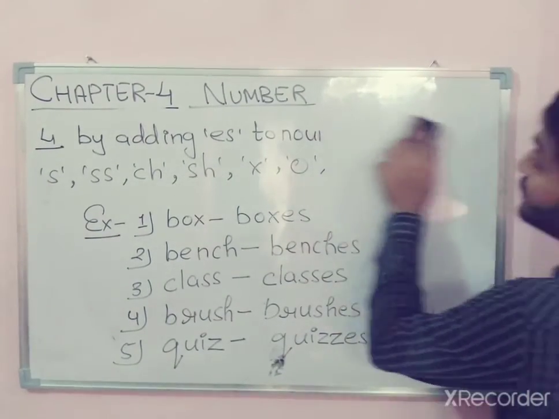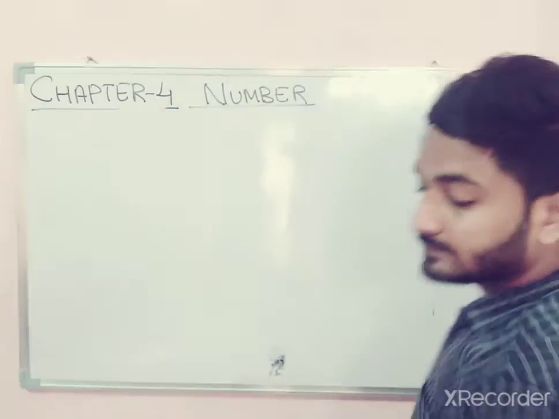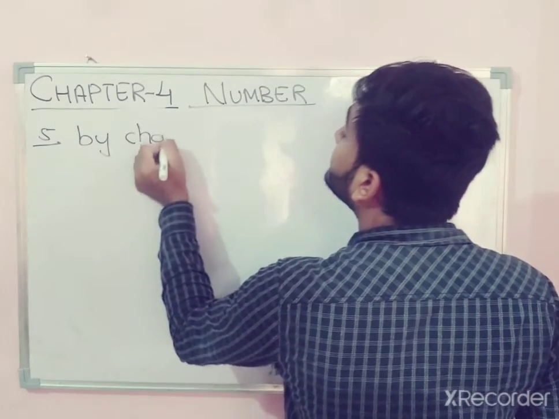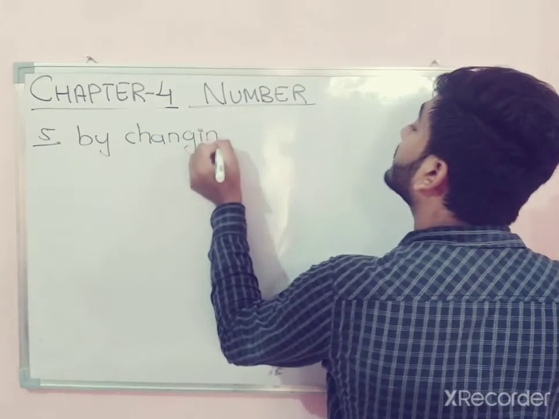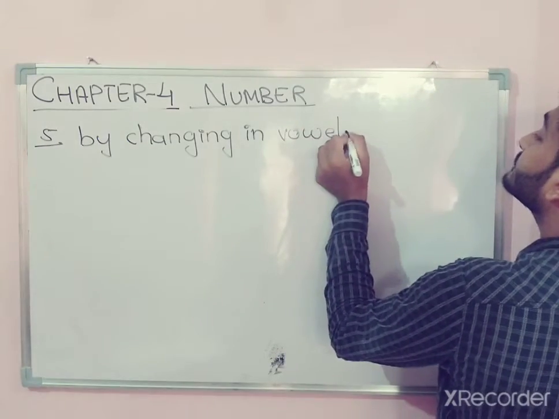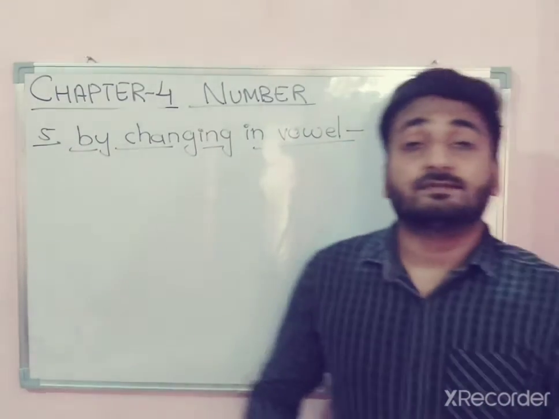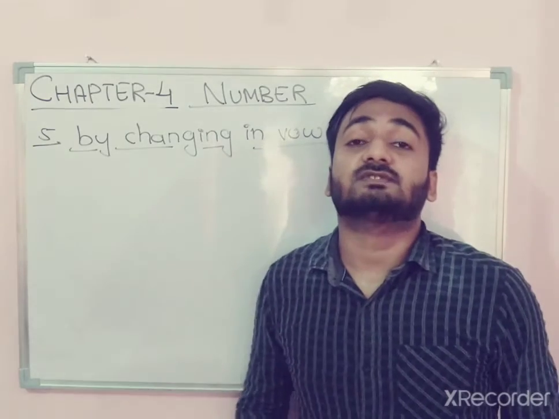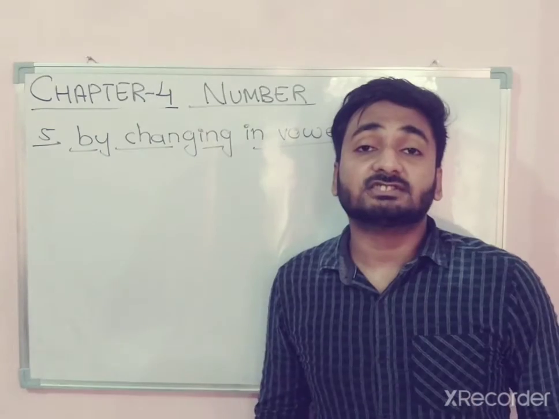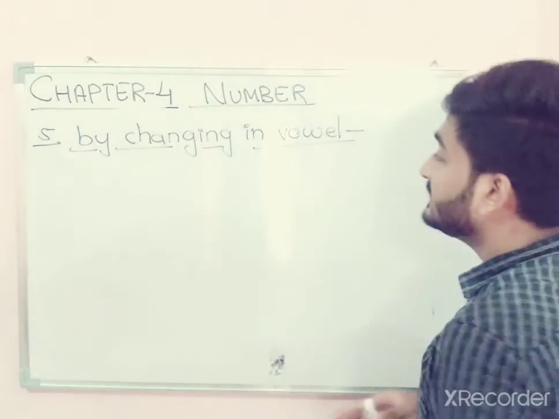Now come to the rule number 5. Rule number 5, by changing in vowels. According to rule number 5, we can change some nouns to their plural form by changing in vowels in their spelling. Okay. Now look at these examples.